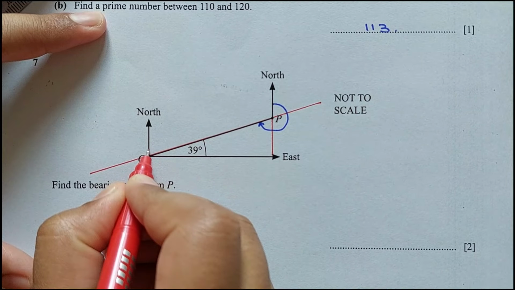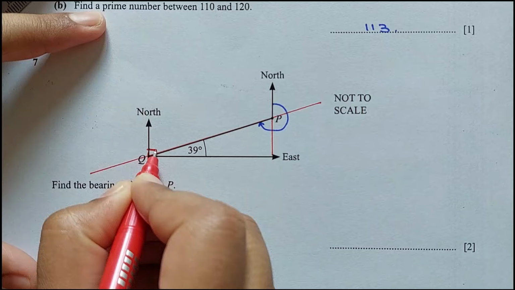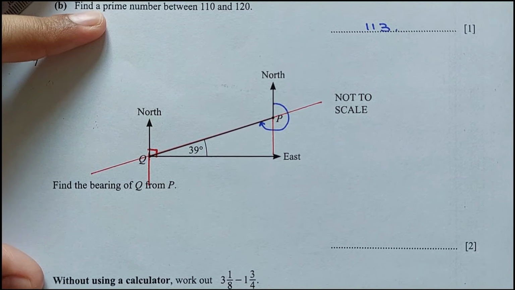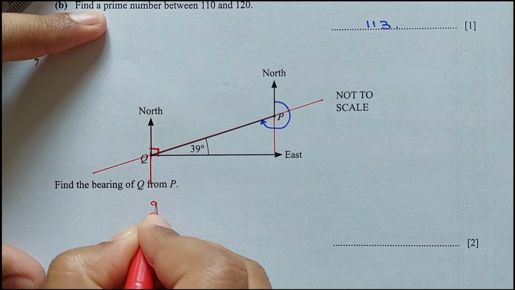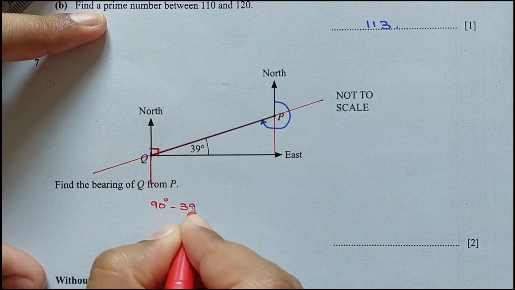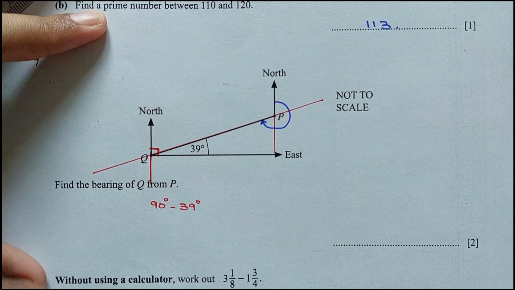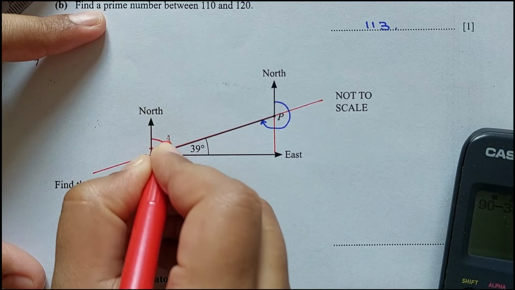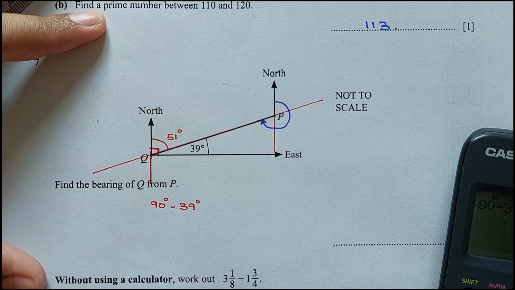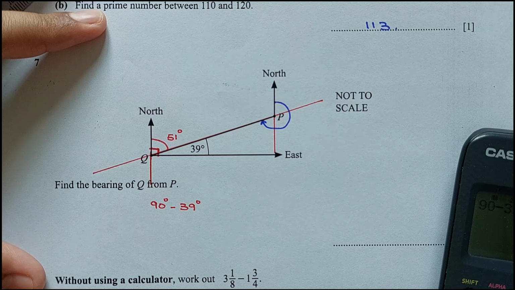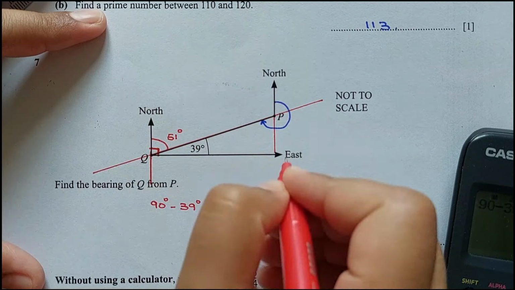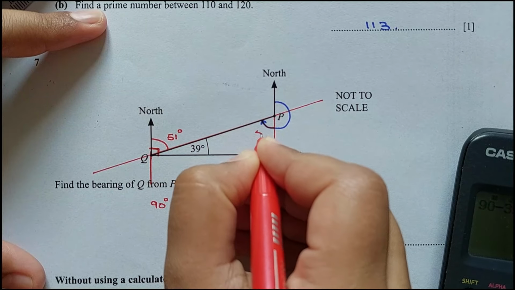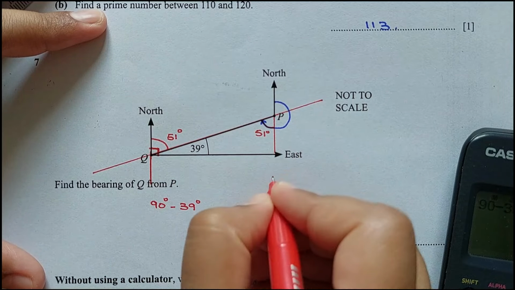As we know, this is a right angle. North is always perpendicular to east. So if this angle is 39, what is that angle? This angle is 90 degrees minus 39 degrees. 90 take away 39 is 51. So this angle is 51. Now consider the concept of alternate angles. These are the two parallel lines. So this angle is 51, and this angle is also equal to 51. These are the two alternate angles.